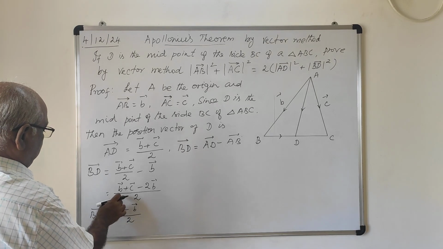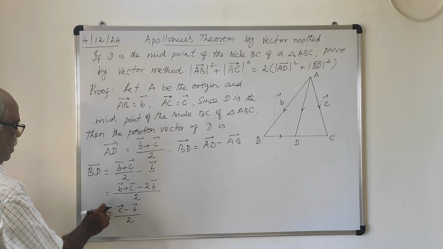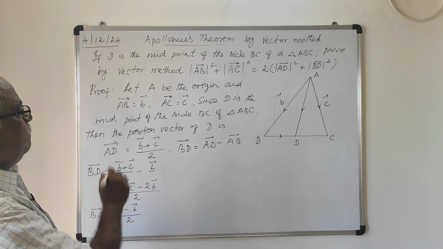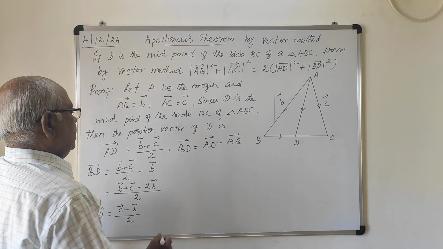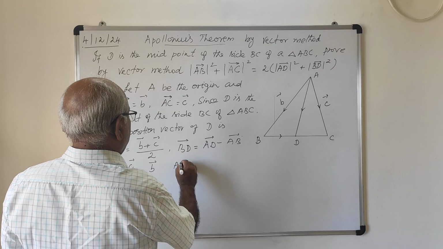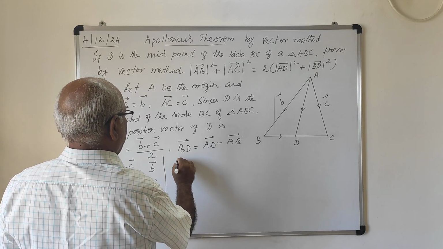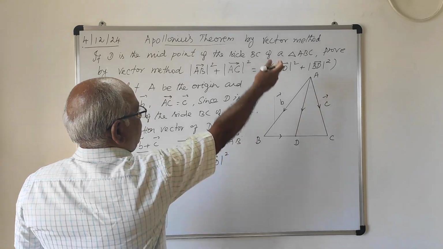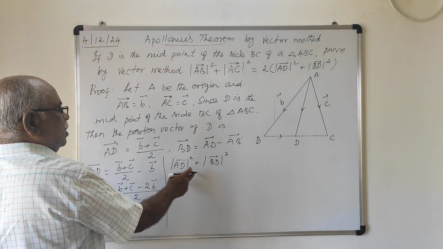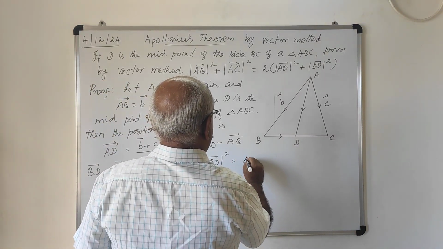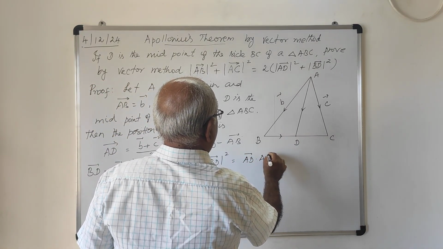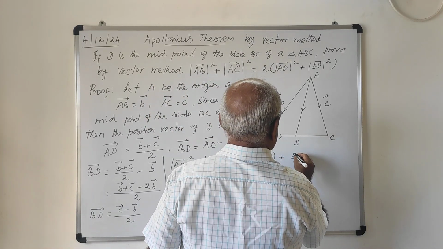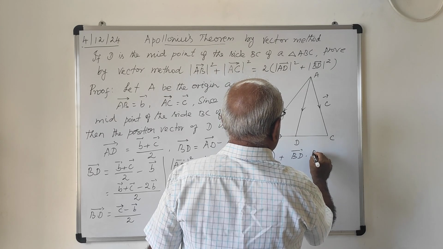So we want AD square plus BD square. Now we are going to find AD square plus BD square, the right hand side of Apollonius theorem. AD square is AD dot AD, plus BD square is mod of BD dot BD.